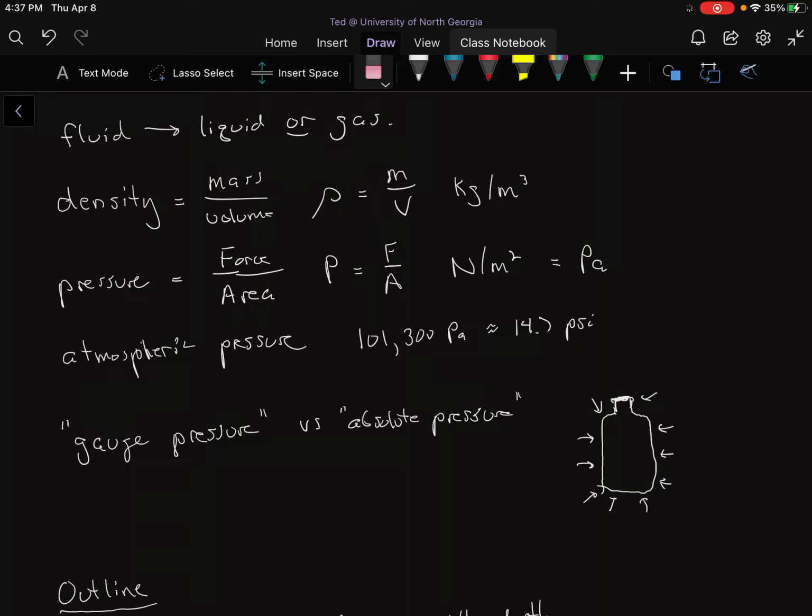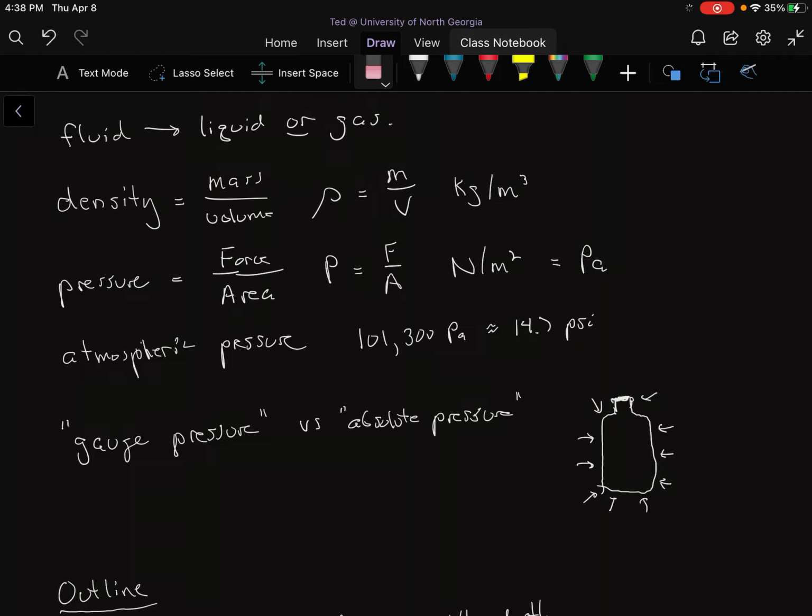And of course, it goes up and down every day. You have high pressure days and low pressure days. And weather people are very concerned about the current atmospheric pressure. Okay, so that's atmospheric pressure.